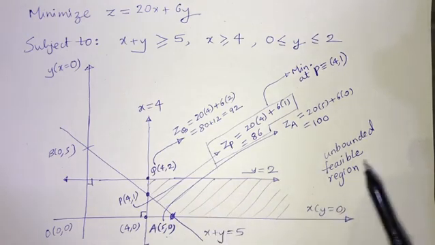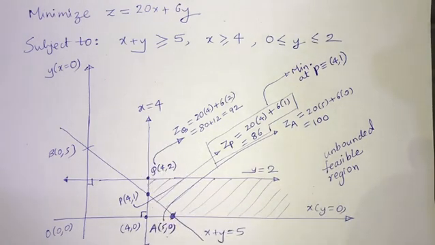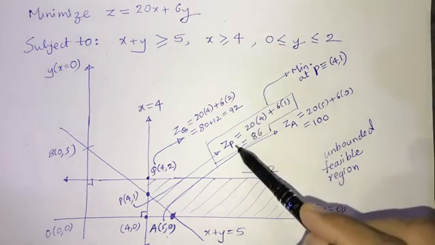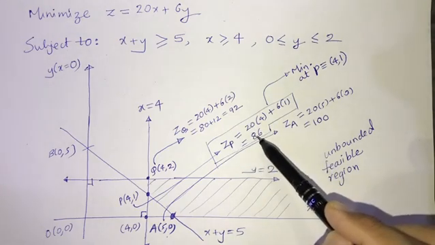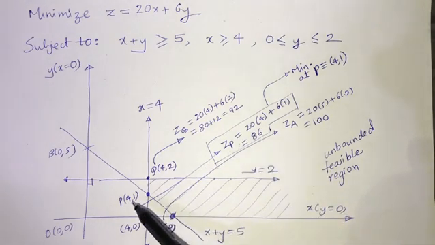It is an unbounded feasible region. We have 3 corner points for the minimum value, and the minimum value is at P, 86 rupees. That means you will have to use 4 kgs of cement and 1 kg of sand to make the blocks. I hope you have understood the problem.